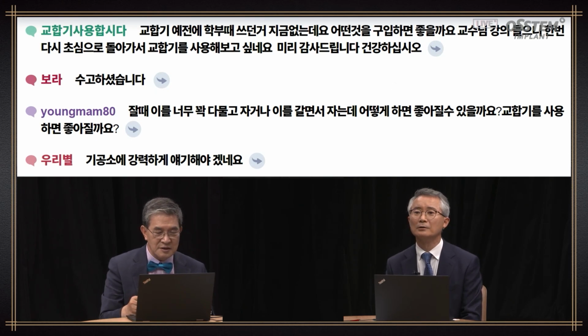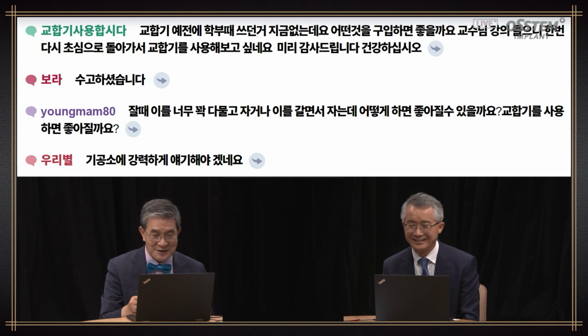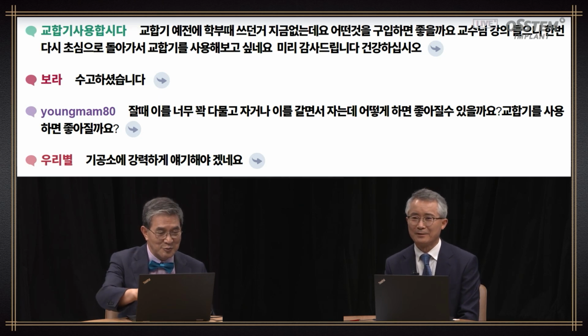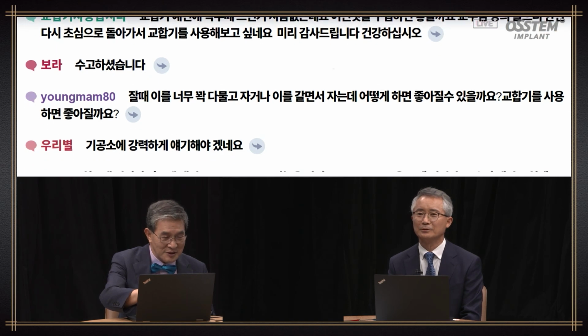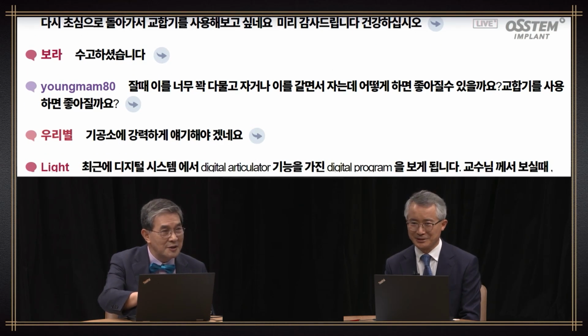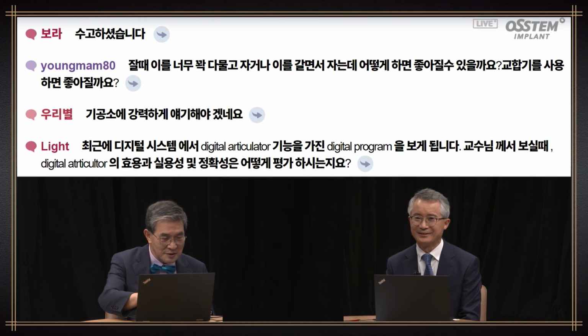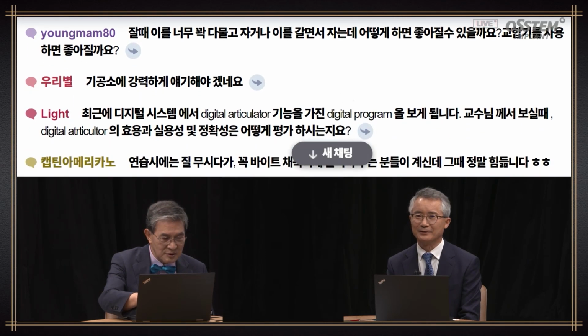I don't have the articulator that I used to use when I was a student. Which should I buy? The professor has mentioned ATEX. I think Professor Lee really likes ATEX. It's really convenient. He uses it really well.